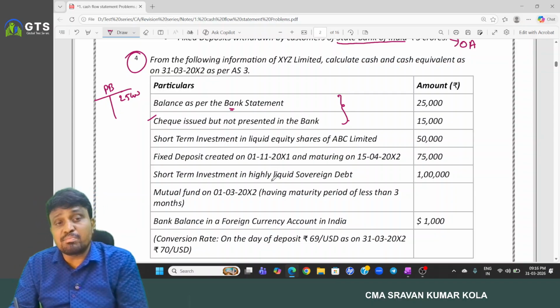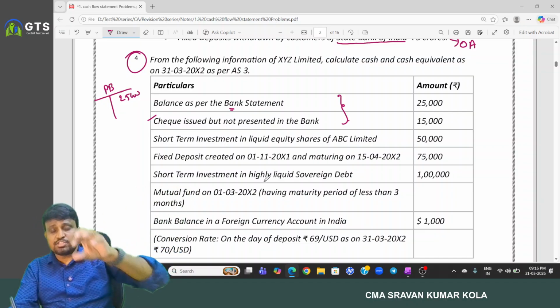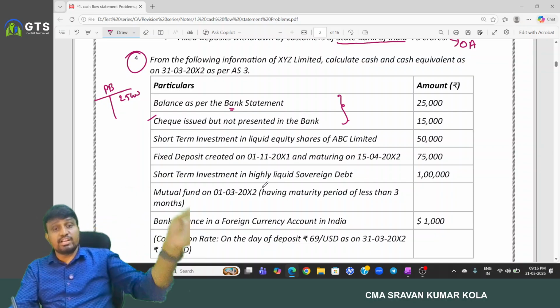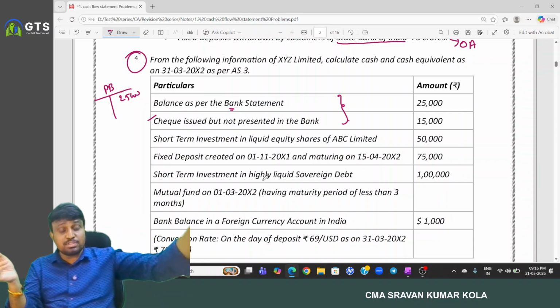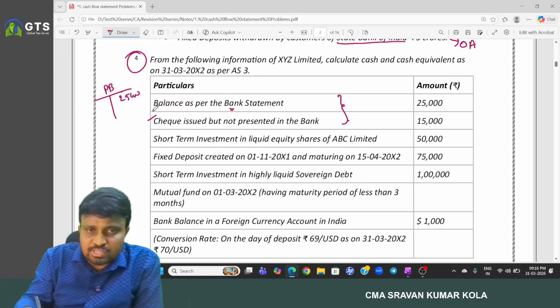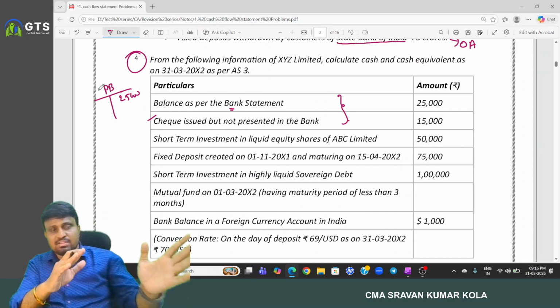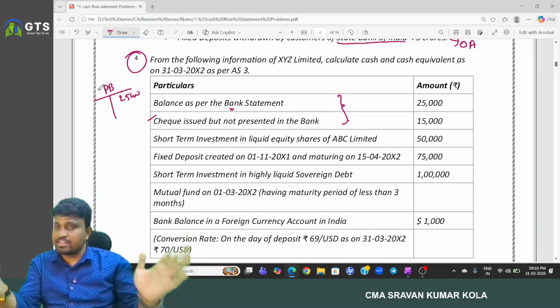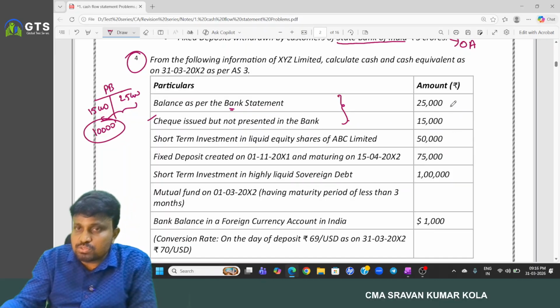So checks issued but not presented in the bank is recorded in the cash book but not in the passbook. In the passbook that is not recorded, but in the cash book that was recorded there, right? So not recorded in the passbook. That's why we recorded. Checks issued is a payment. In case of passbook, the payment side is the debit side, and the receipt side is the credit side. So how much? 15,000. So what is the balance? 10,000.